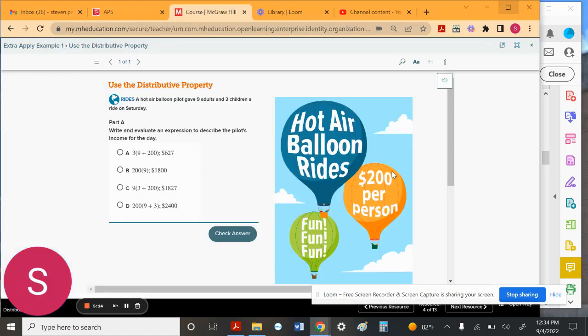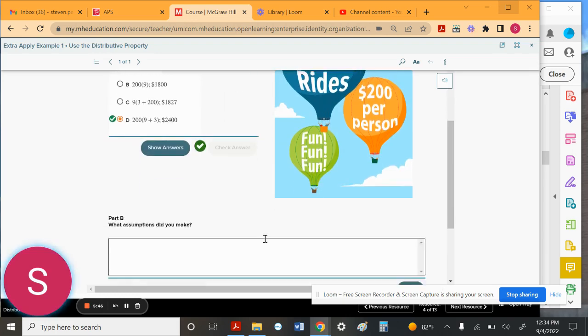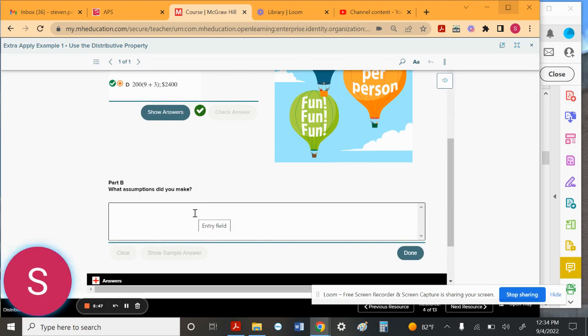So now, in this case, we have $200 per person. We have 9 adults, 3 children. We want to find out what's the total cost. We're going to multiply 200 times the addition of the total number of people. So 200 times 9 plus 3, which is this one right here. I can distribute it. 200 times 9 is 1,800. 200 times 3 is 600. 1,800 plus 600 is 2,400. So the answer in this case would be D. Okay, so that's what we do with that. What assumptions did I make? That it was the cost for the same child and adult.